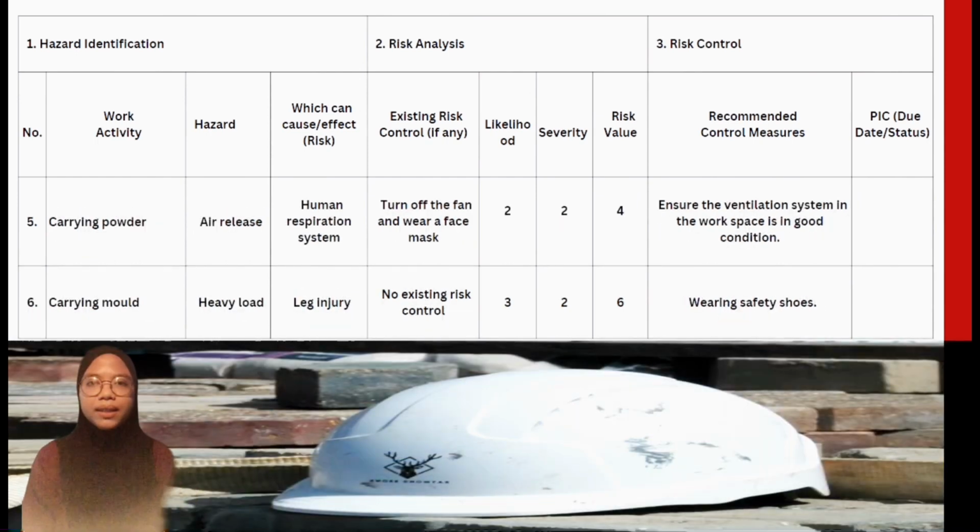The fifth work activity is carrying powder, where the type of hazard is air release, which can pose a risk to the human respiratory system. The existing control is turning on the fan and wearing the face mask. The value of likelihood for this work activity is 2 and the severity is 2. The last work activity is carrying mold. The type of hazard is heavy load, which can give a risk of leg injury. The value of likelihood is 3 and the severity is 2.